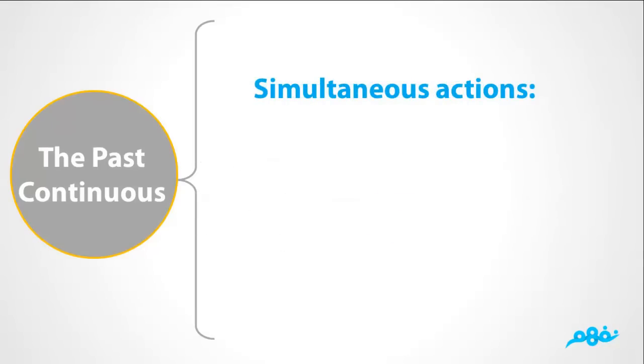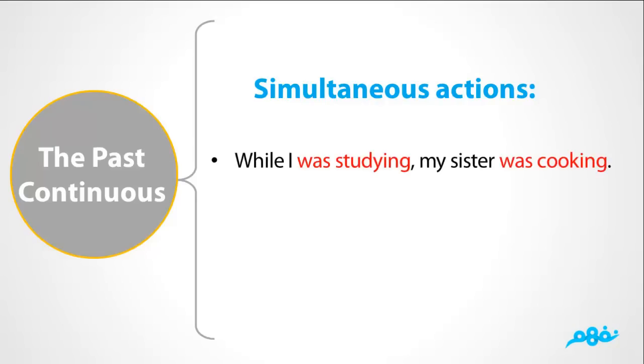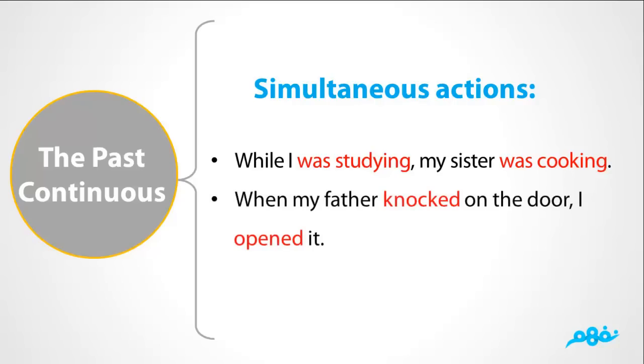We can also use the past continuous and the past simple to express simultaneous actions. Actions that were happening at the same time without interruption. While I was studying, my sister was cooking. So here, these are two parallel actions happening at the same time without interruption. When my father knocked on the door, I opened it.